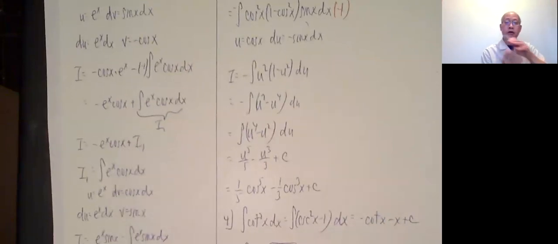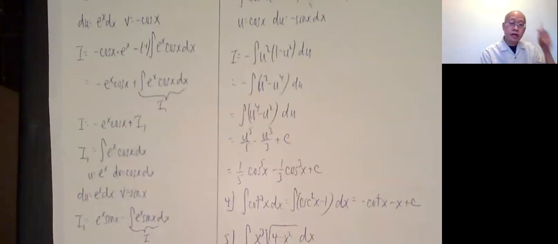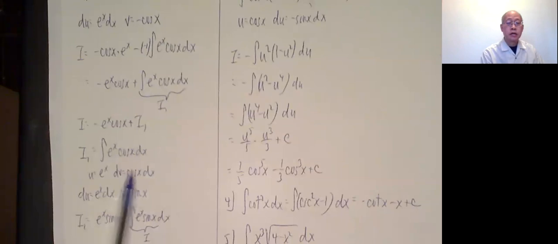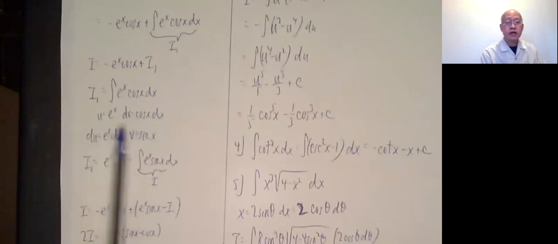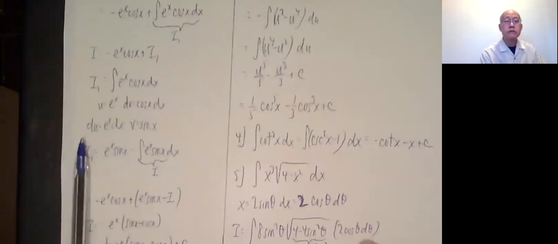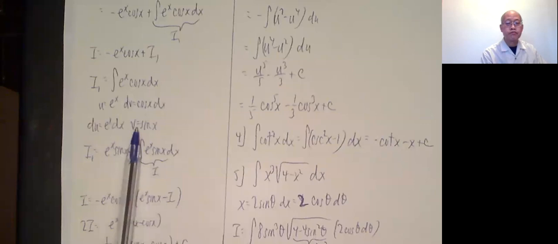And now we take a time out to figure out what's I1. So I1 is the integral of e to the x cosine x dx. Integrate by parts again. u equals e to the x, dv is cosine x dx, du is e to the x dx, v is equal to sine x.